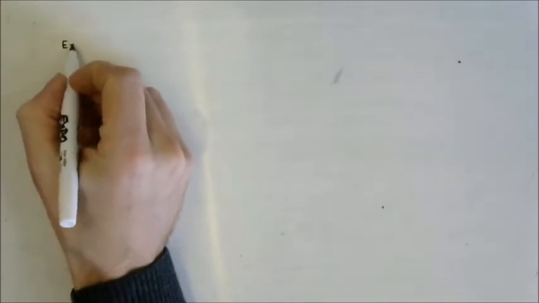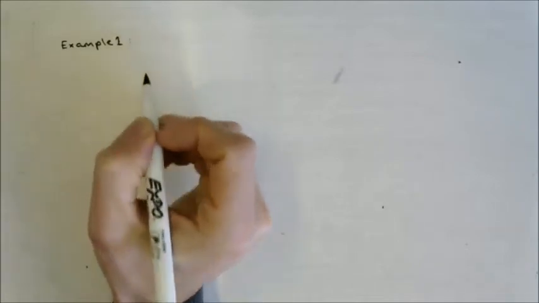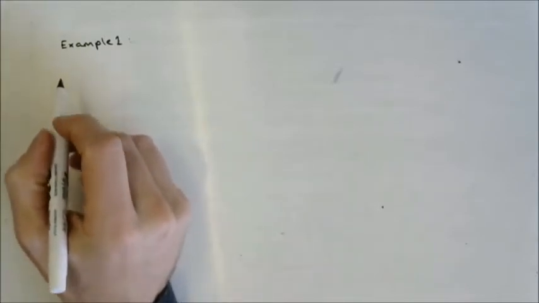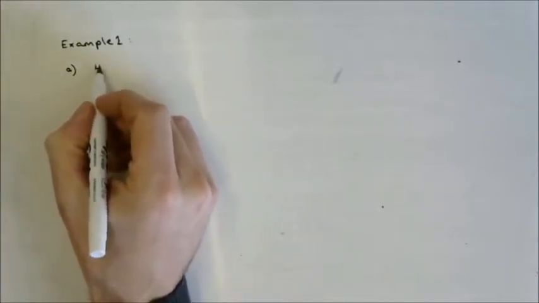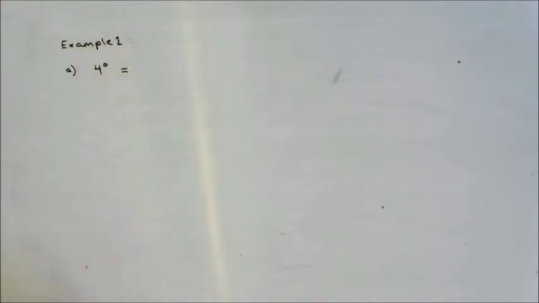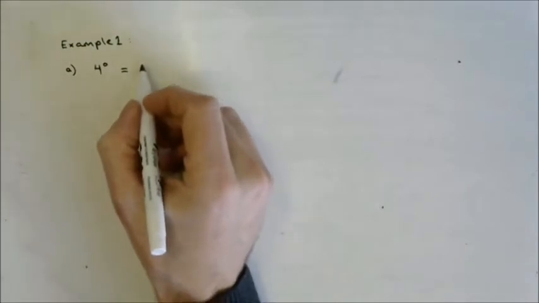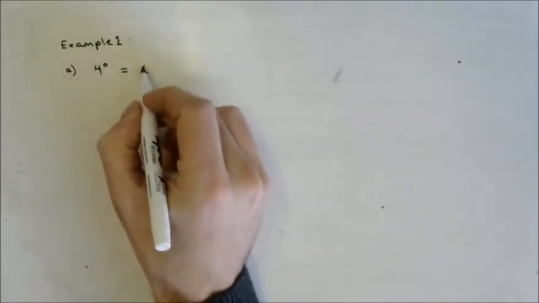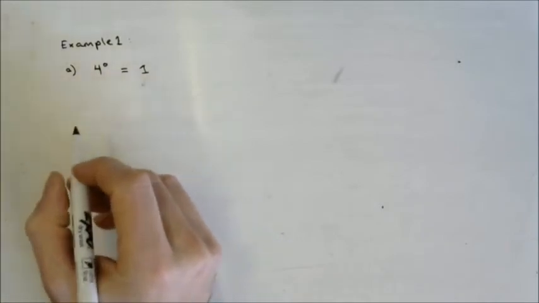Okay, let's try a few examples. Example 1, these ones will be pretty straightforward. We're just applying our rules. Yeah, you'll have enough space. It's not many examples, 3 examples. Example 1a, 4 to the power of 0. Sanquan, what's 4 to the power of 0? Read your rule. 1. Okay? 4 to the power of 0 equals 1. Anything to the power of 0 equals 1.